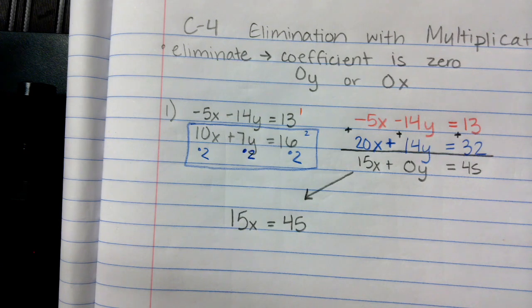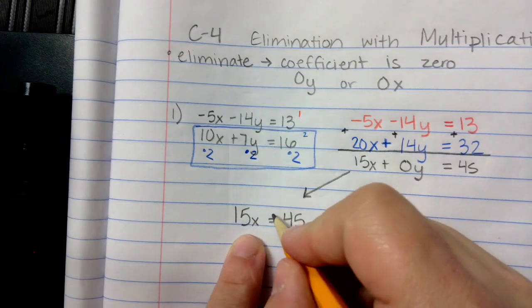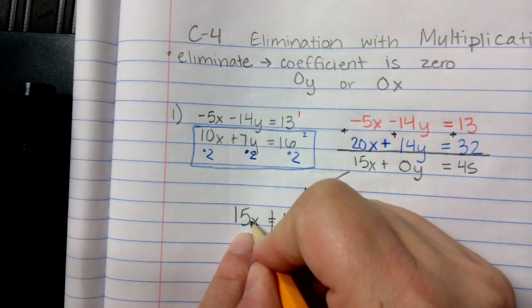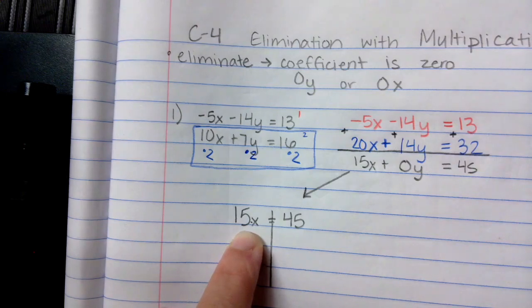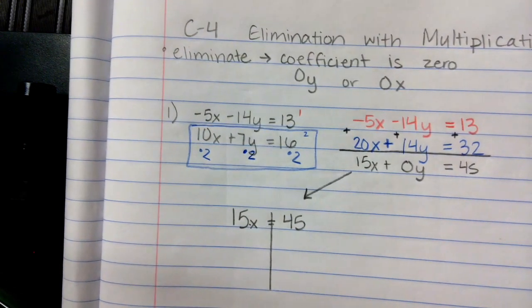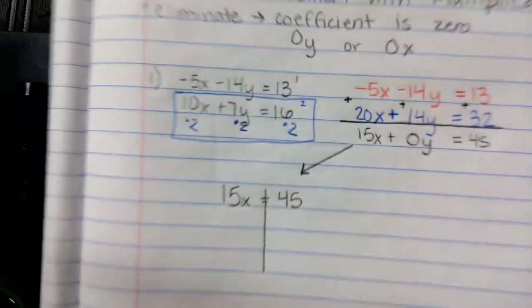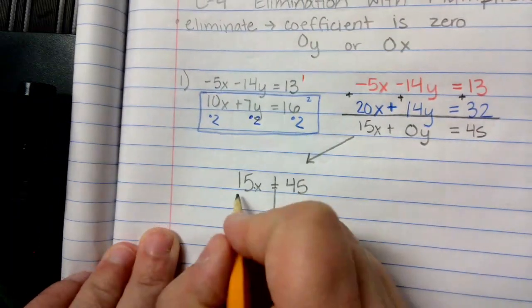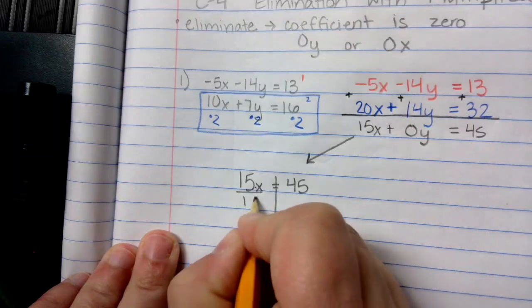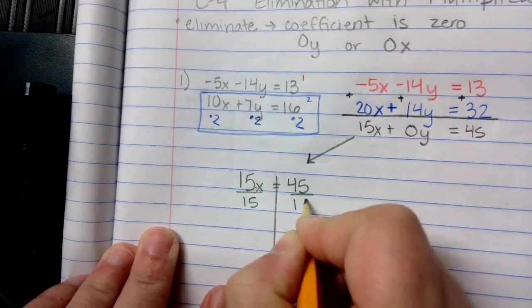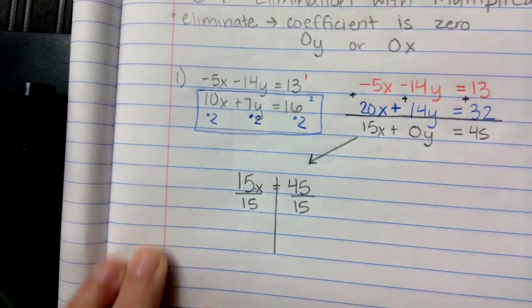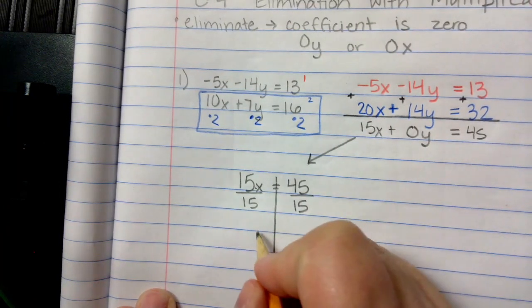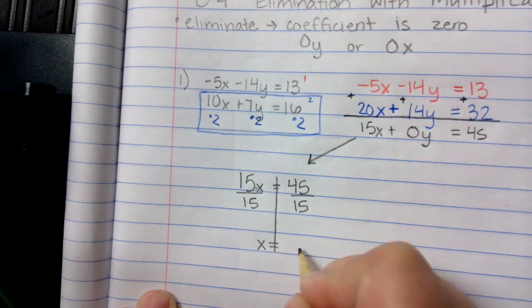So what does it mean when 15 and x are right next to each other like that? It means times, so if you need to sneak in a little times sign there, mine is super teeny tiny, you can sneak that in. And how do we undo a times? Good, we divide. So we're going to divide both sides by 15. And we get x equals 3? Awesome.